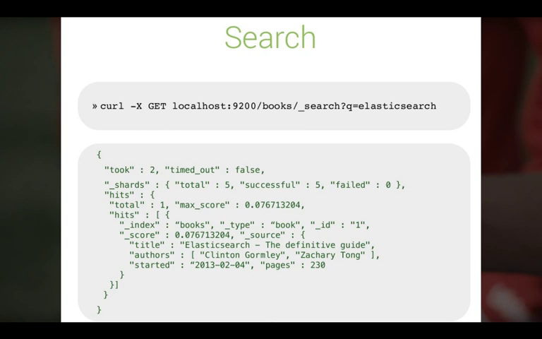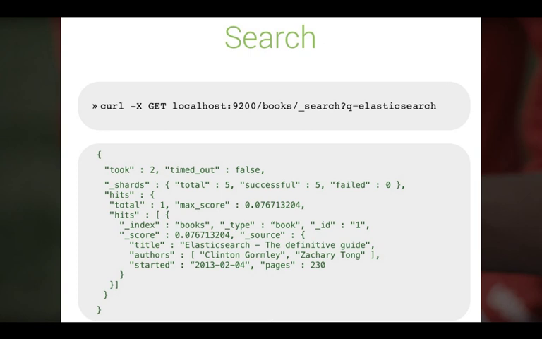If you see the hits array, it will give you the index name. Underscore index means which index the data is coming from. So we searched the books index, so that's why it's showing underscore index as books. And the type we have defined as book. For ID, as we searched for the query Elasticsearch, it's found on ID number 1.